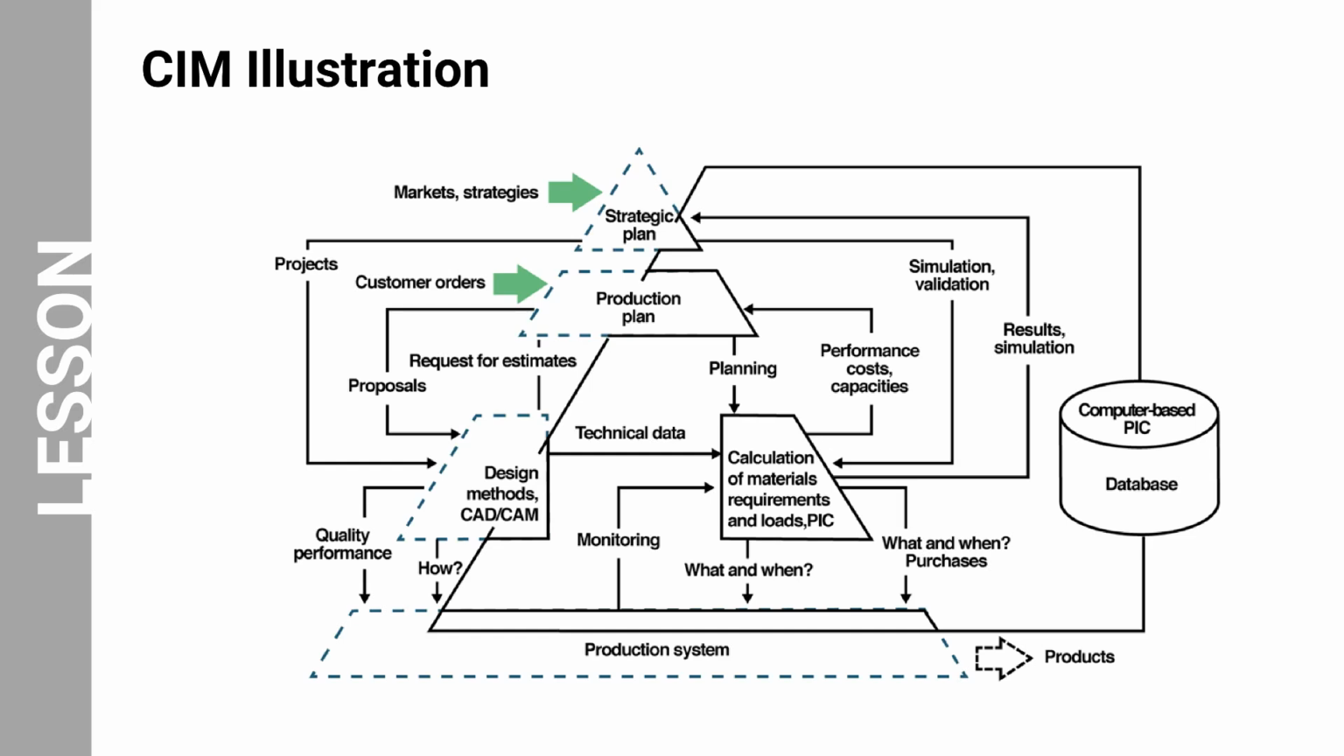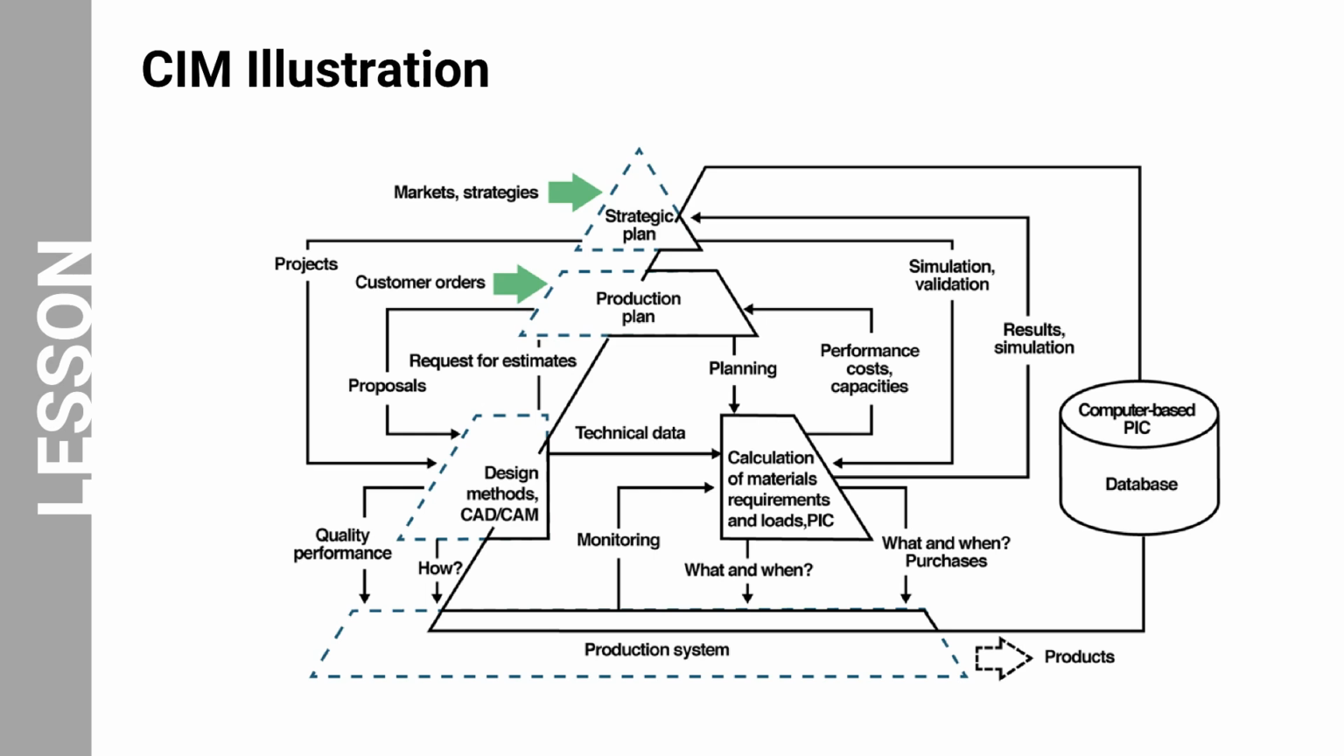The central system integrates key manufacturing components, including CAD, CAM systems, and technical specifications for design, material requirements and load calculations, performance metrics and capacity planning, production monitoring systems, and timing decisions for production and purchasing.